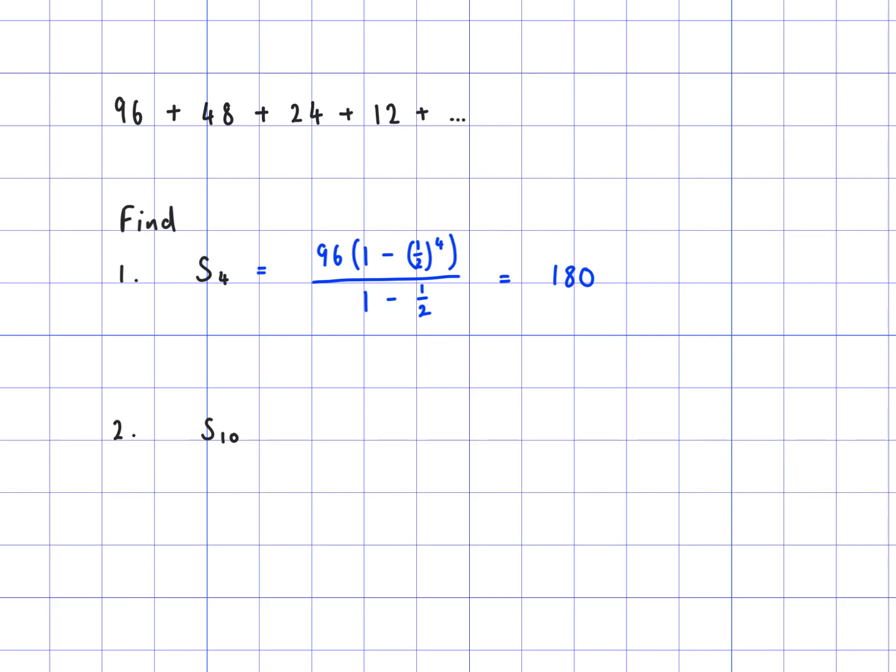The sum of the first 10 would be 96 multiplied by 1, take away half, to the power of 10 this time, and divide that by 1, take away a half. Okay, and for this one you will get 191.8125.